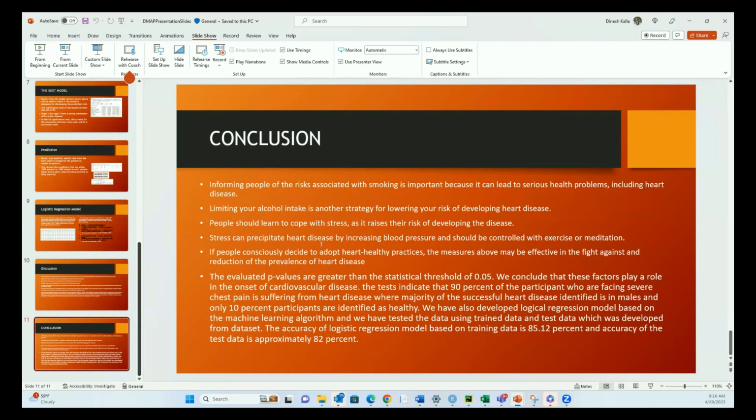For this paper, I have just conducted the chi-square test for data analysis and logistic regression for the prediction model. The prediction model we got is pretty close to 82% accuracy for the test data and 85% accuracy for the training data. This prediction model will help in future medical care for early detection of heart diseases. That will be all from my side.